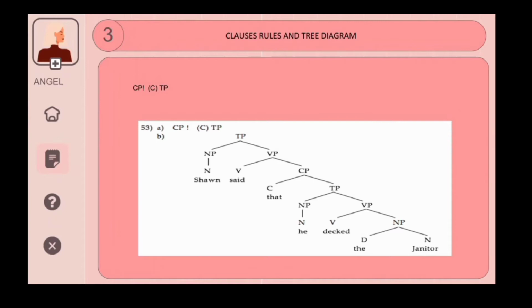complementizer, is that. Our complementizer is "that," and then the tense phrase is noun phrase, noun he, verb phrase, verb decked, and then noun phrase, determiner the, and then the noun is janitor. So the sentence goes, Sean said that he decked the janitor.